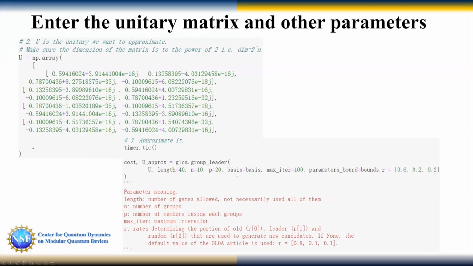We already defined the basis and the boundaries in the previous steps, and max iteration sets the maximum number of iterations allowed. Finally, R is the rate that determines the portion of the old, the leader, and the random that are used to generate the new candidates. If this part is left blank, it will use the default value as listed here.